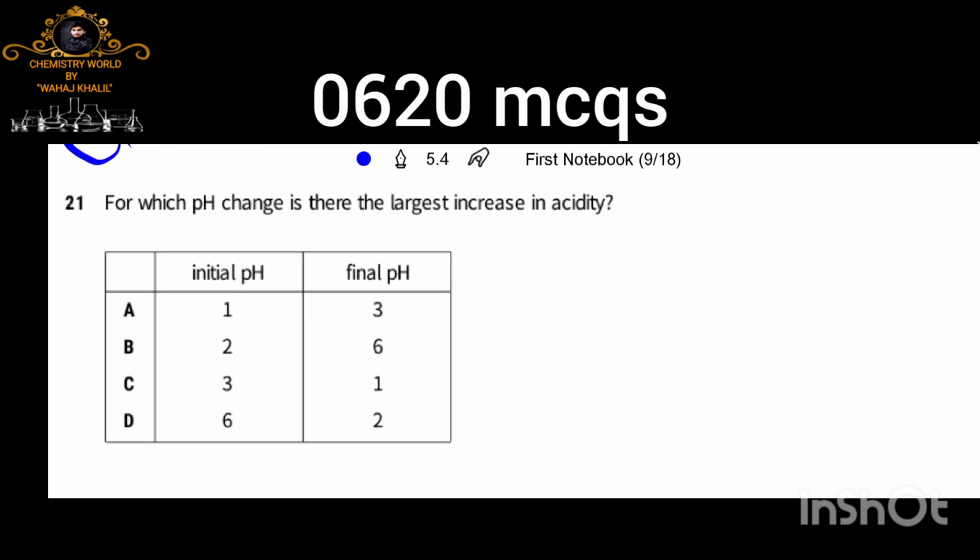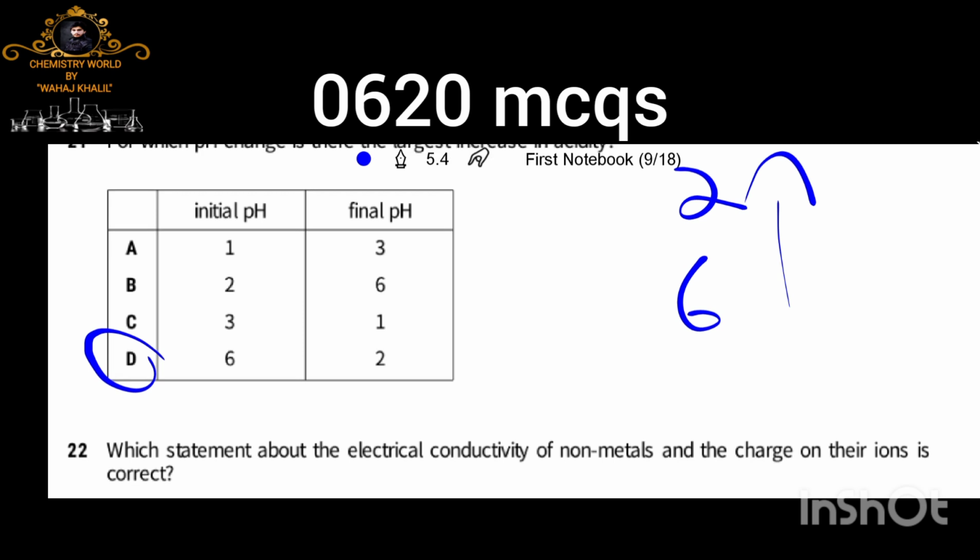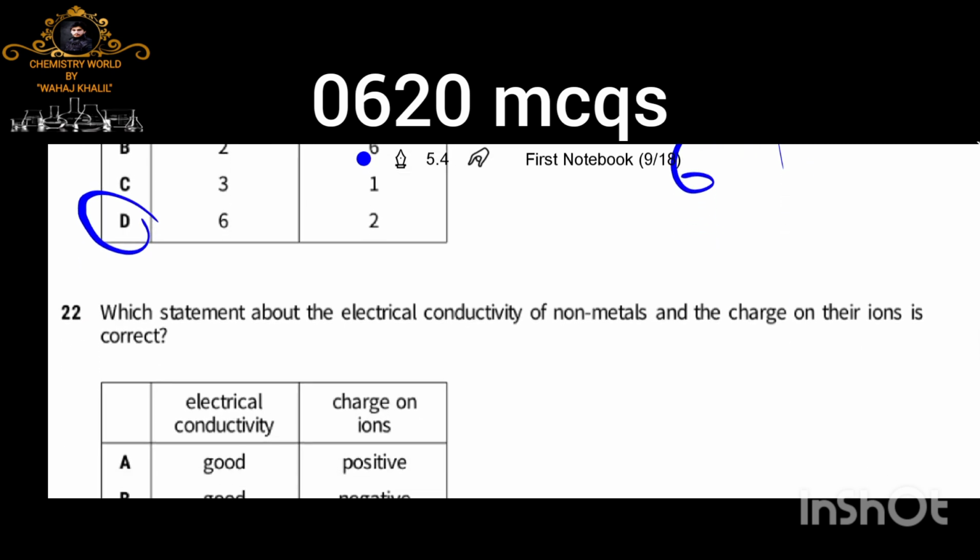For which pH change is there the largest increase in acidity? As we know, the lower the pH, the more the acidity. The greater the pH, the less the acidity. So option number 6 to 2 is the largest increase in the acidity. So option D is the right one for MCQ number 21.